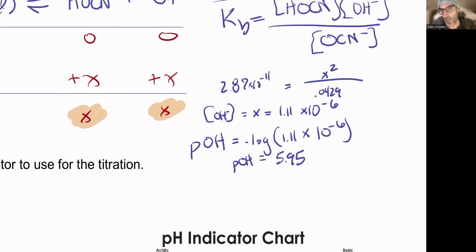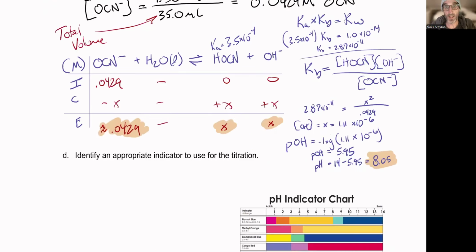That number, this is a base, so that number doesn't make sense. Well, it kind of does because it's a pOH, so 14 minus the pOH value, your pH is 8.05. That number does make chemical sense. It's basic. It's higher than 7. We expect that to be 8.05. All right, good. All right, last one.